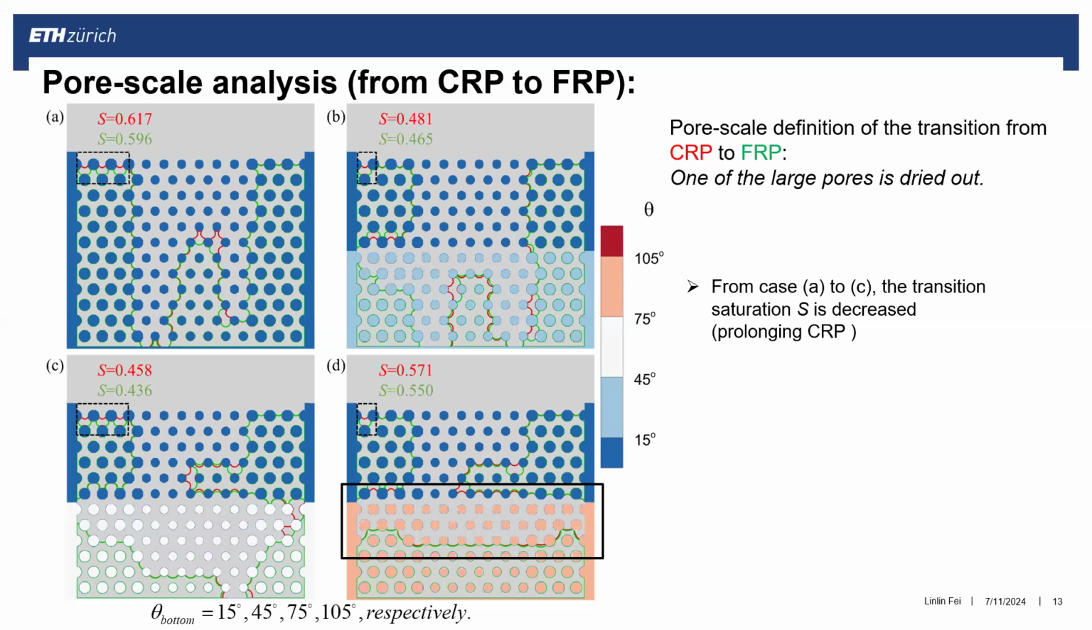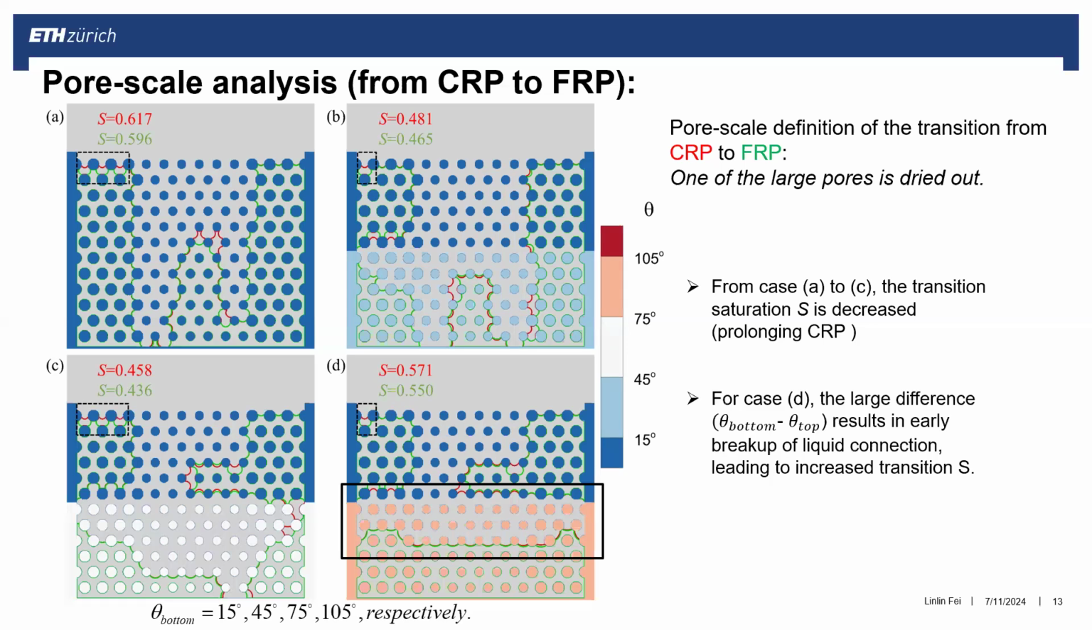However, one special case is the last case. Here we have very big contact angle differences, which leads to a breakup of liquid connection. Therefore, the liquid cannot be supplied to the small pores anymore. Therefore, the transition S is increased again.